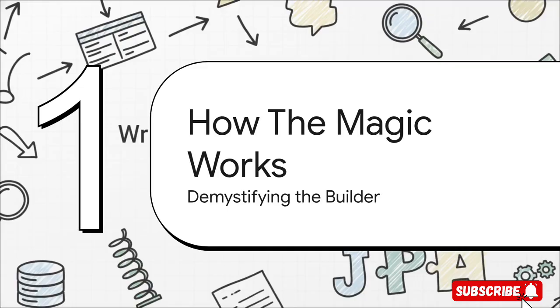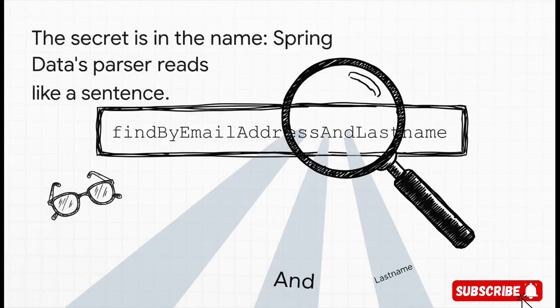So let's pull back the curtain for a second and see how this query builder works so you can really understand what's going on. We'll stick with our example method here, findByEmailAddressAndLastName. The entire secret is locked up right inside this name. Spring Data has this parser that reads it almost like a sentence in English.